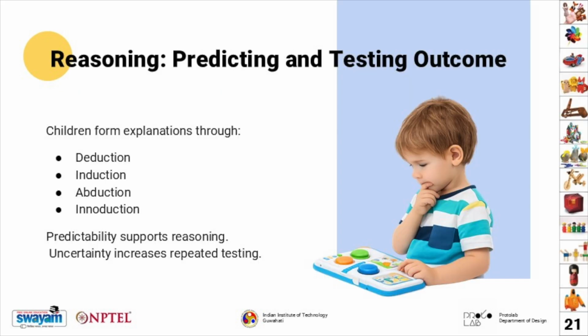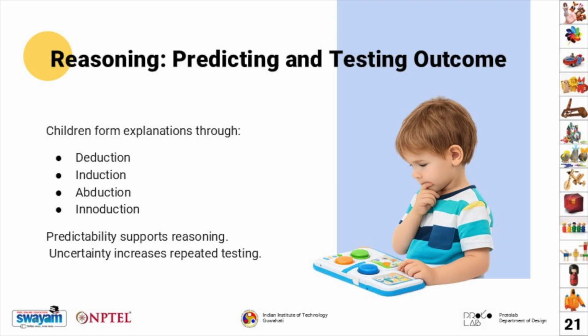Reasoning is where the child tries to understand why something happened. During play, children continuously form small theories about the toy. They use different kinds of reasoning. Deduction happens when a known rule is applied. For example, if a button always lights the toy, it will light again. Induction happens when patterns are discovered through repetition. For example, every time the toy is tilted, the ball rolls.